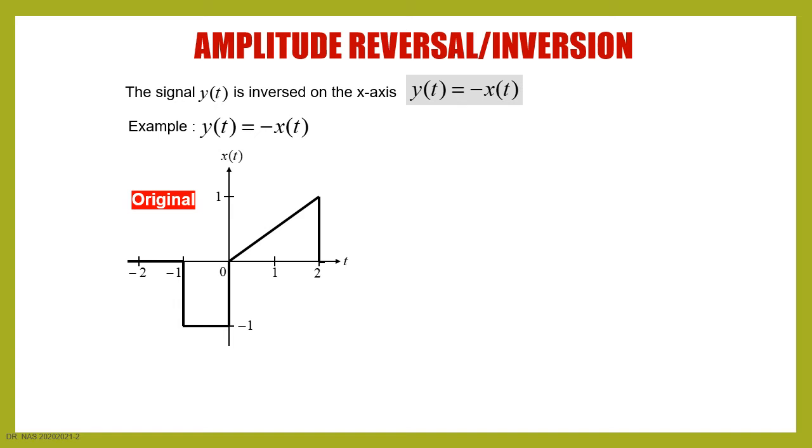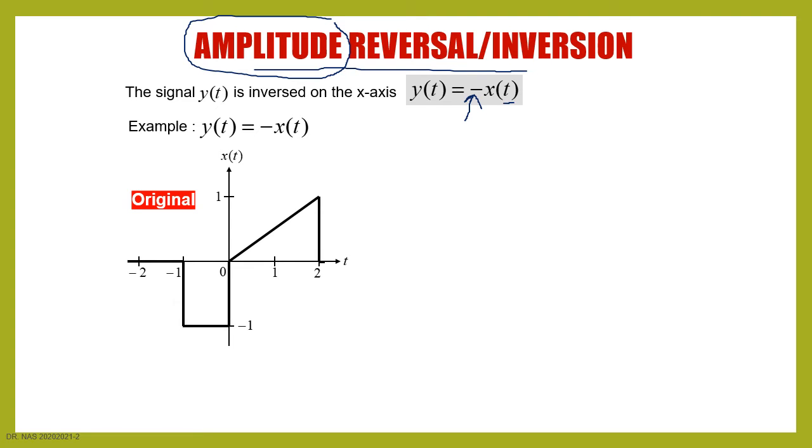Now let's look at amplitude reversal or amplitude inversion. Take note, it is amplitude. When it is amplitude-based, you should remember that there are no changes inside the bracket, but there's an additional variable outside the bracket. In this case, there's a negative sign outside the bracket, meaning there's inversion on the amplitude of the signal. This is the original signal. Please remember that only the amplitude will be inverted, but the time remains the same.